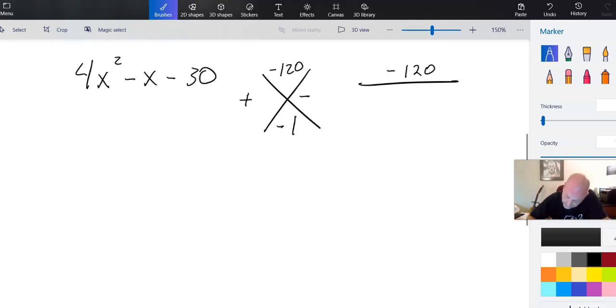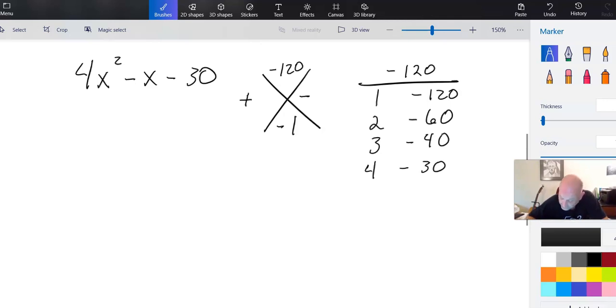So let's see here. We have 1 and negative 120. Okay, no. 2 and negative 60. Nope, that doesn't add up to negative 1. 3 and negative 40. Nope, that's negative 37 when I add them. 4 and negative 30. Oh, negative 26. I feel like we're getting closer here.